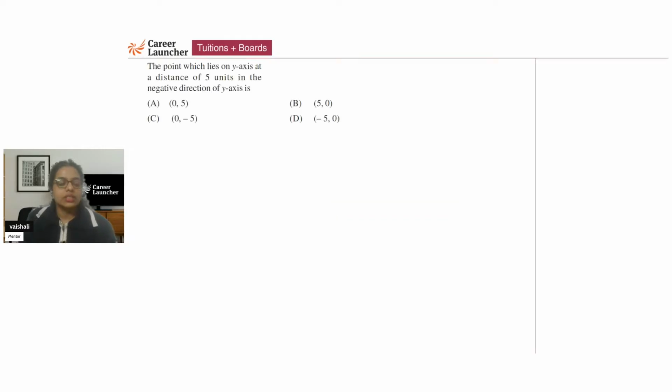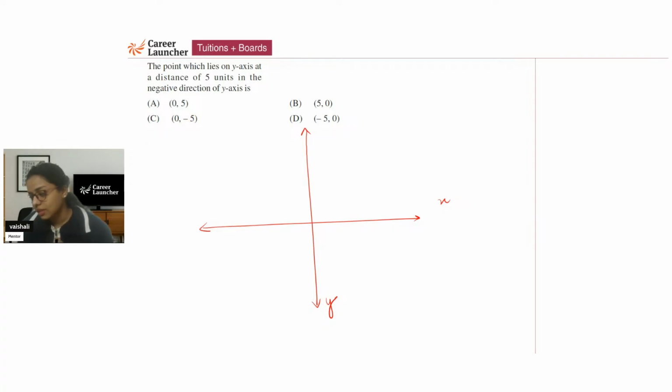Now question number 8. Question number 8 is the point which lies on the y-axis. So let us draw a rough diagram. This is my x-axis and this is my y-axis. So there is a point which lies on the y-axis and has a distance of 5 units in the negative direction of the y-axis. Now carefully think and observe what figure can be made from this. Draw it from your side. Take a second, take a pause and try this out.